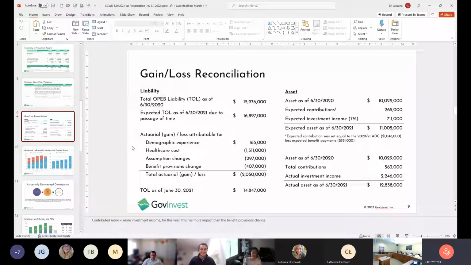So those come under demographic experience. So you're saying fewer retirements, or what was the first? Fewer terminations, or earlier retirement. Okay.